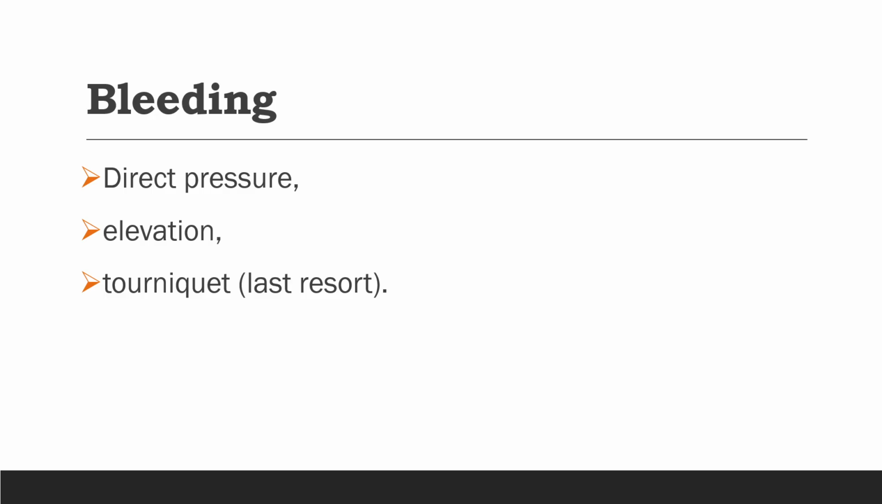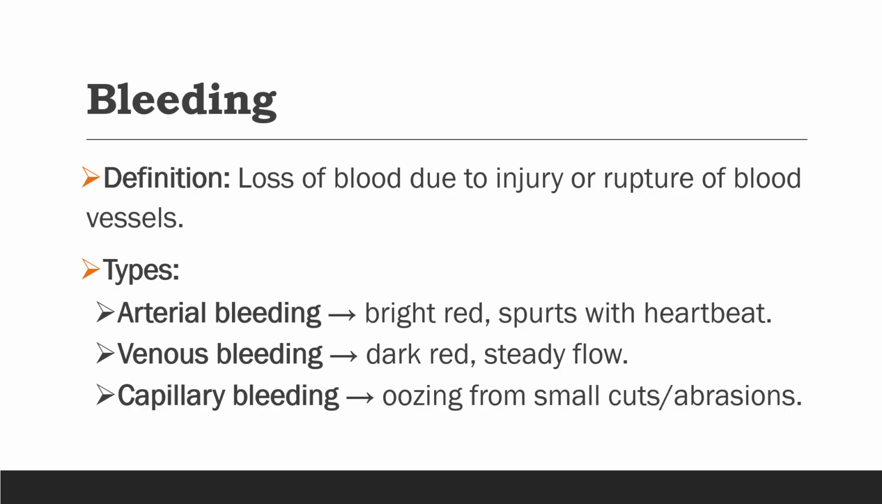Bleeding. Direct pressure, elevation, tourniquet, last resort. So, loss of blood due to injury or rupture of blood vessels. Types of bleeding: arterial bleeding, venous bleeding, and capillary bleeding. Arterial bleeding: bright red, spurts with heartbeat. Venous bleeding: dark red in color, steady flow. Capillary bleeding: oozing from small cuts or abrasions.